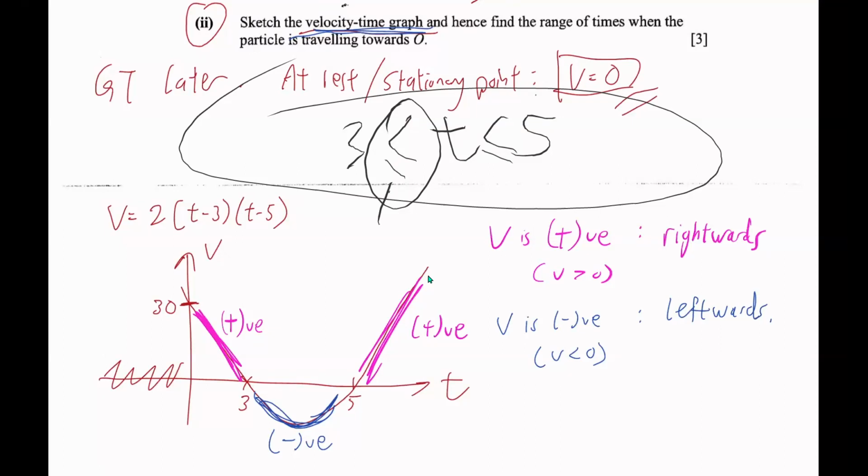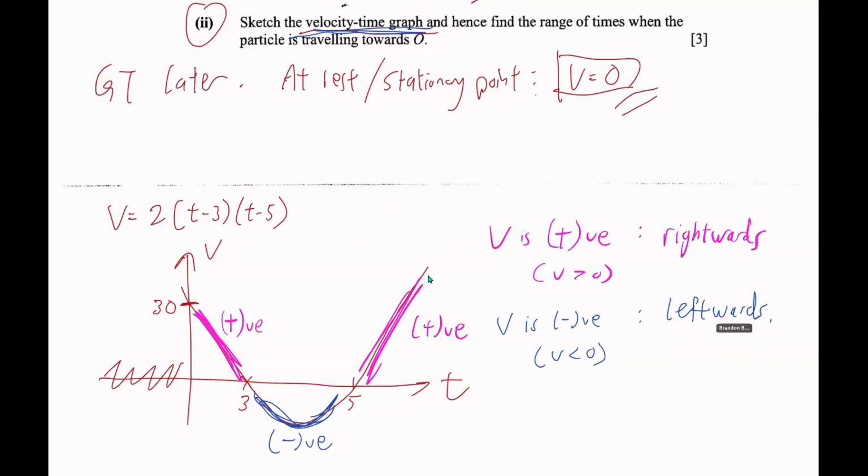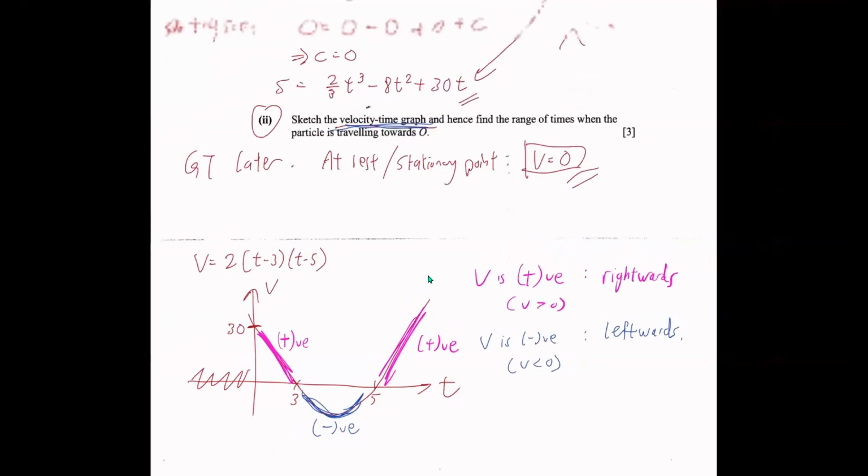O is the origin. I thought positive is going this way, and negative is going this way. Since it says traveling towards O, you're moving away at first, and then after that you're going towards it. Actually, sorry, maybe it's not so. Let me think a bit about this.